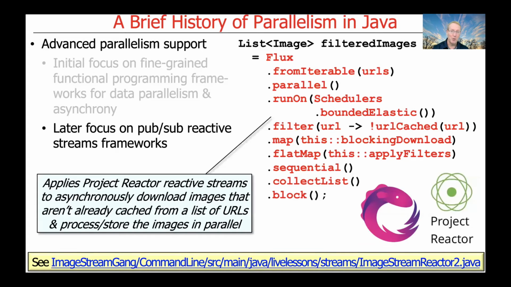This is another example which you can take a look at in my GitHub repository, where it applies the Project Reactor framework and the reactive streams model to asynchronously download images that aren't already cached from a list of URLs and then process and store those images in parallel. What's interesting about this particular example is it demonstrates something known as a parallel flux, which is a very interesting and powerful parallel programming framework that, again, combines these pub/sub and asynchrony and streaming models in one nice integrated package.